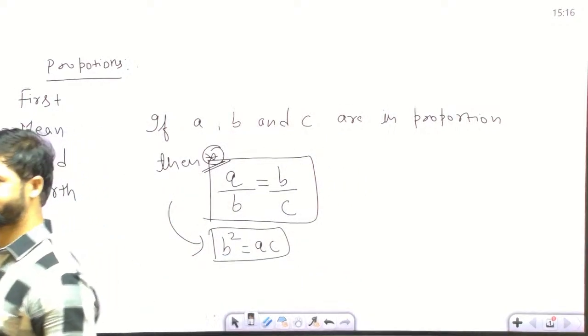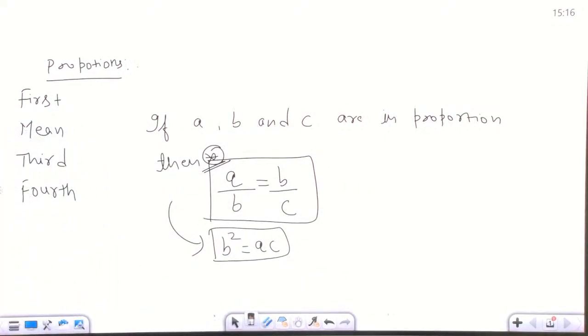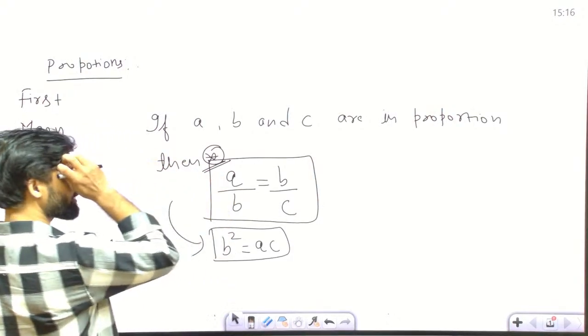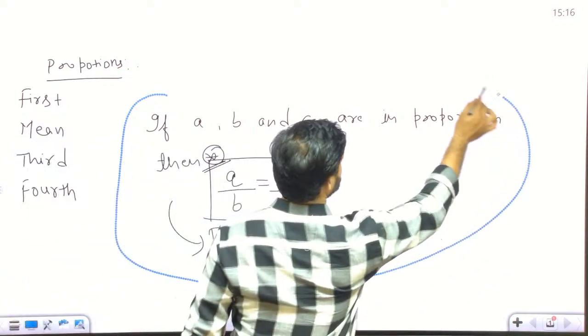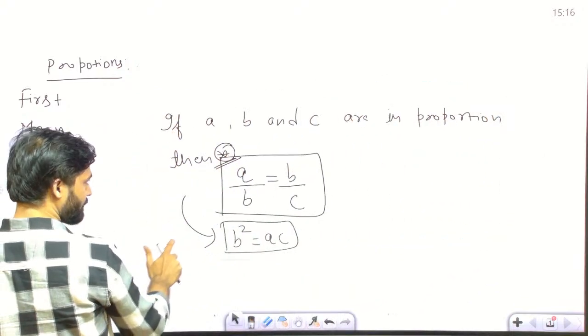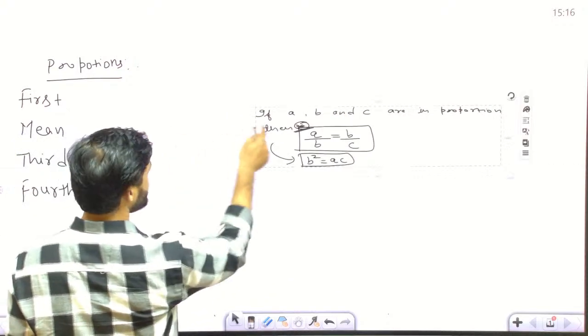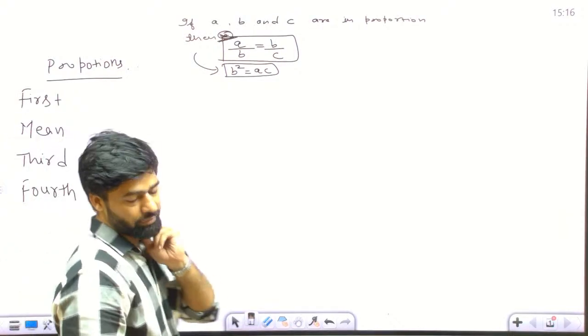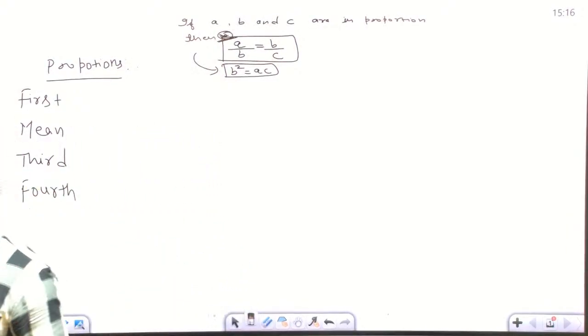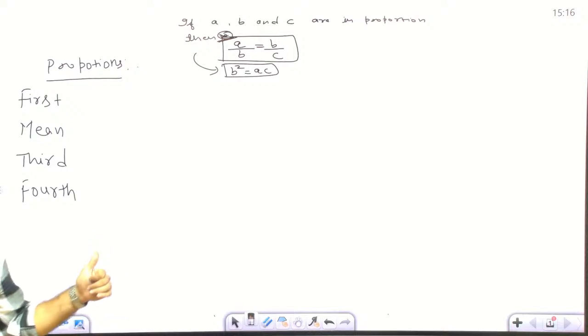Okay, look at the board now. We know that the arrangement will be A by B equals to B by C. Let's understand the concept now, how we can apply this particular property in these formats. Look at the board, please, and try to understand. If you understand this thing in one go, then it will be very beneficial for you. And if you don't understand that particular thing, then you have to cram the formulas only.